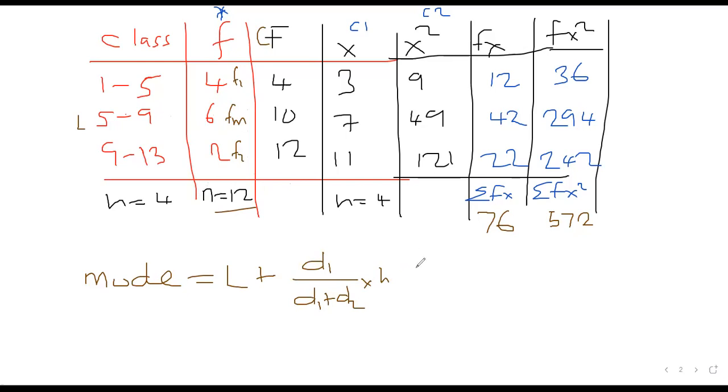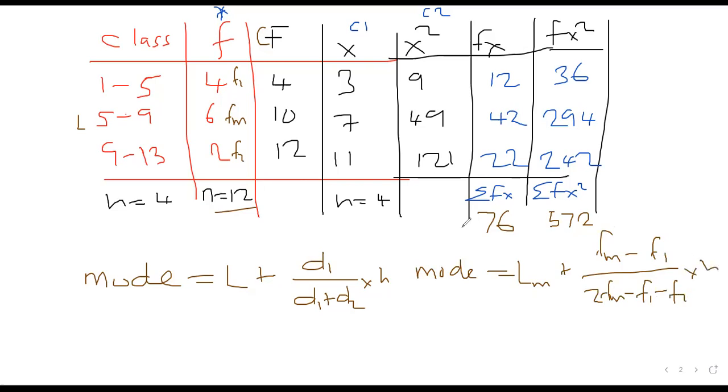So some books will give you mode as Lm plus Fm minus F1 over 2Fm minus F1 minus F2 times height, to follow what I've given you there. But the easiest for undergraduates is this. So let's follow this for now.